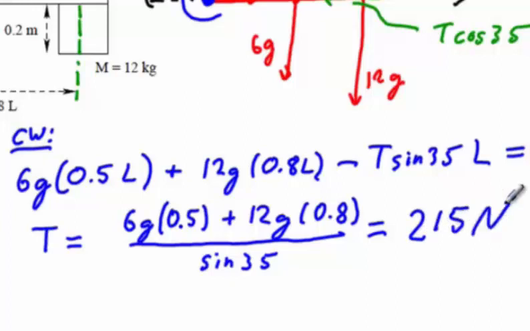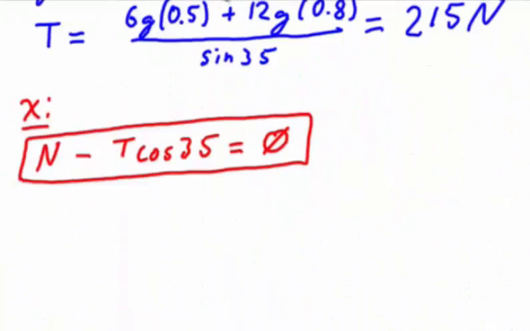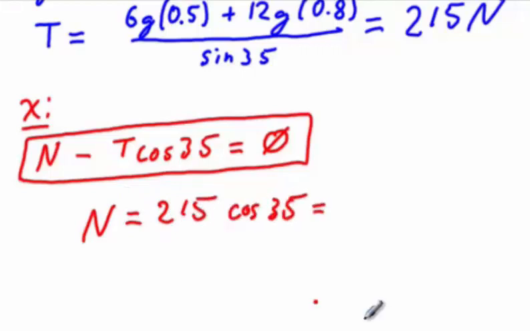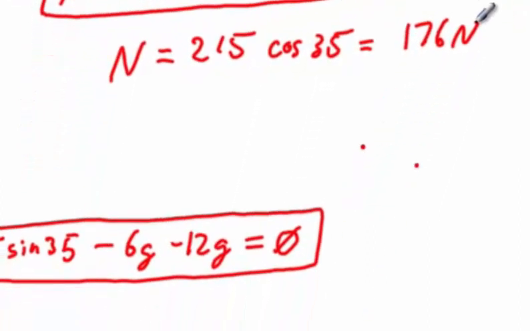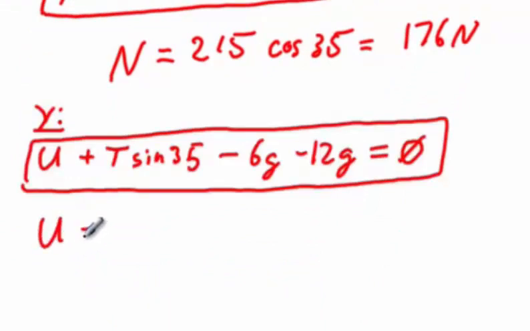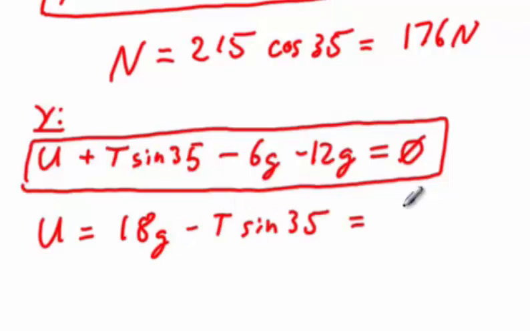This result can be placed into each of our prior two equations for both the x direction and for the y direction, and that will yield the values of the normal force as well as the value of the upward force. Starting with the x equation, we notice that the normal force will be equal to the tension times the cosine of 35 degrees, yielding the numerical result 176 newtons. The same consideration in the y direction tells us that the upward force will be equal to 18g minus the tension times the sine of 35, leading to the numerical result 52.9 newtons.